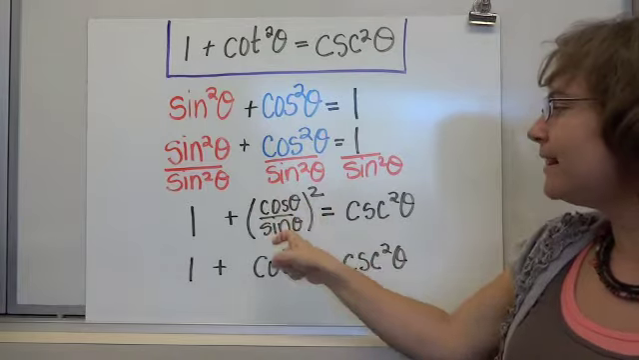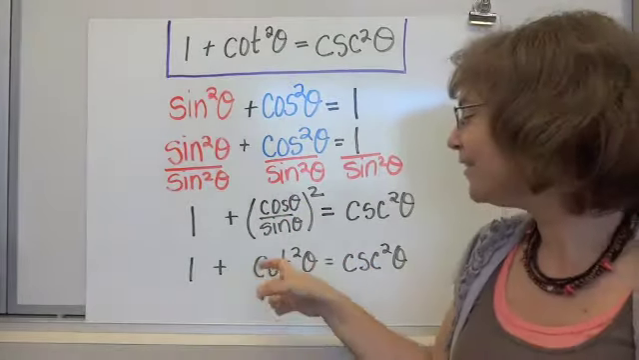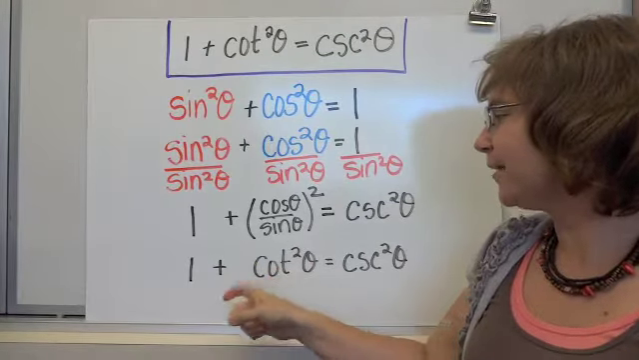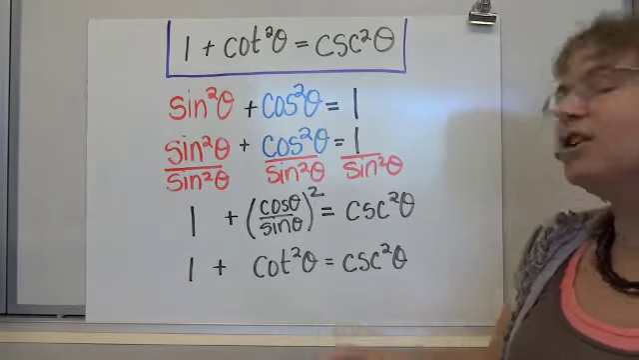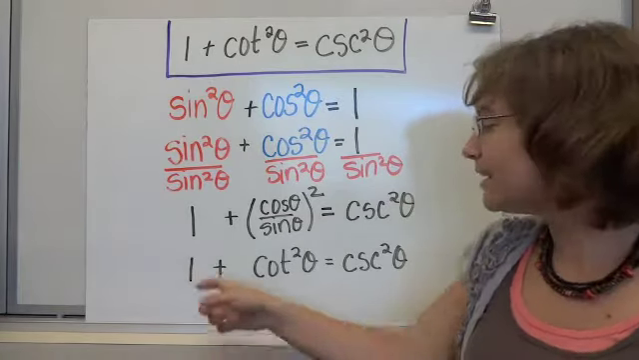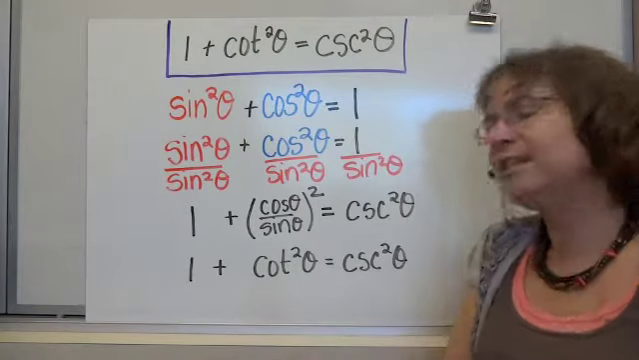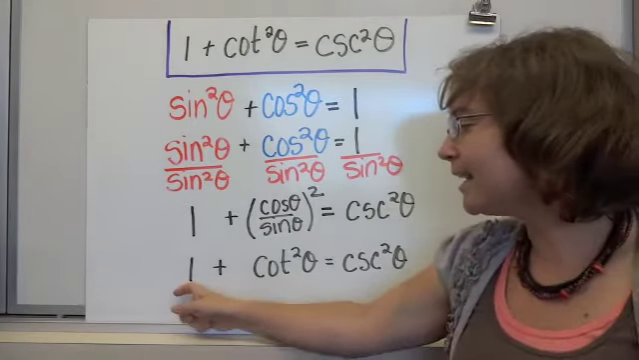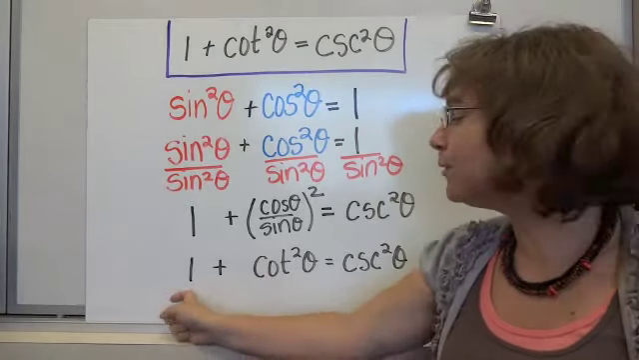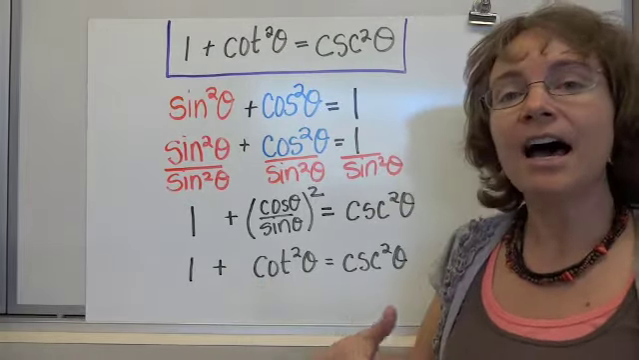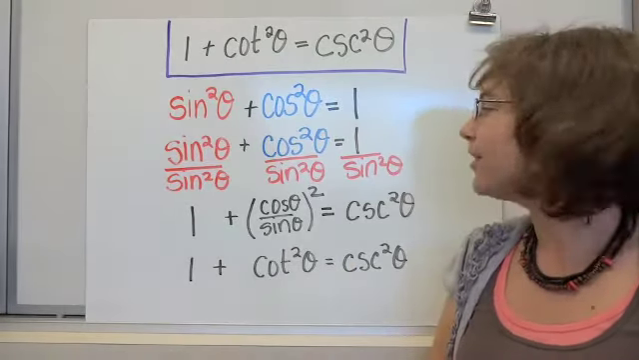Now I'm going to rewrite this right here, because this is just the reciprocal of tangent theta, as cotangent squared theta. So then I have 1 plus cotangent squared theta equals cosecant squared theta. Now this is another identity. So if I have something that looks like this, I have cosecant squared theta, I can write it as 1 plus cotangent squared theta. It's the same thing. If I see 1 plus cotangent squared theta, I can replace that with a cosecant squared theta because they're identical. They're an identity.